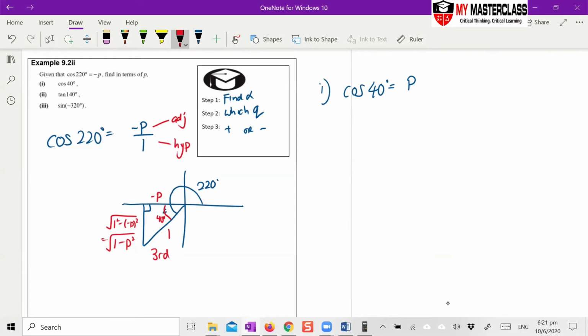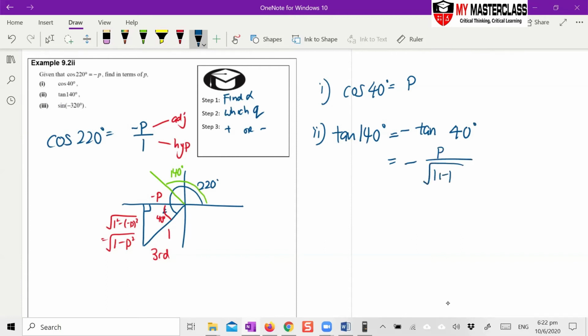Part 2. Tangent 140. Where is 140? This is 140. Tangent of 140 is the same as, what is the alpha of 140? It is 40 degree. Yes, it's the same as tangent 40 degree. Next, which quadrant? Second quadrant. In the second quadrant, is tangent positive or negative? Negative. So just put the negative in front. So this is minus p over square root 1 minus p square. Yes. Okay, don't take the negative sign. The negative sign is because of this 220.